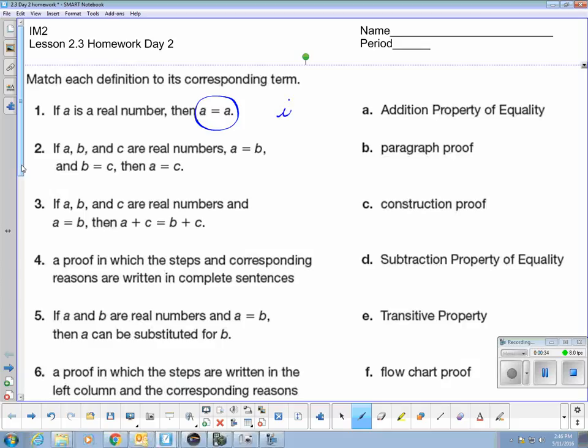In number 2, if A is equal to B and B is equal to C, then A is equal to C. This reminds me of a train. If the first car is connected to the second car, and the second car is connected to the third car, then the first car is connected to the third car. So since that reminds me of a train, that reminds me of the transitive property.